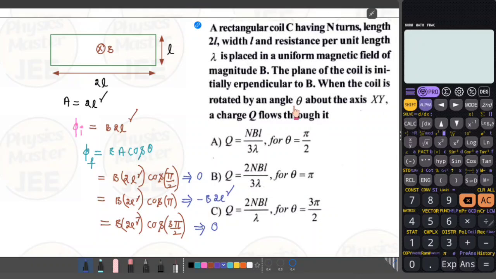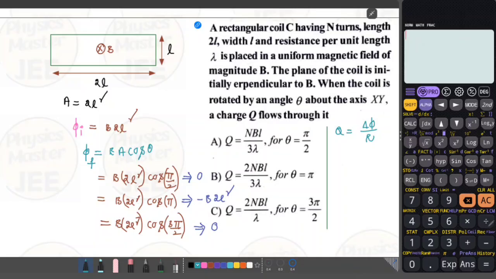Now what do we have to find? We have to find the charge. I told you the formula earlier; we already wrote it in the previous problem. So charge Q is equal to delta phi by R. In the first case, delta phi by R is just B 2L square by R. What about R here? The total length is 2L, 2L, L, L, so 6L.